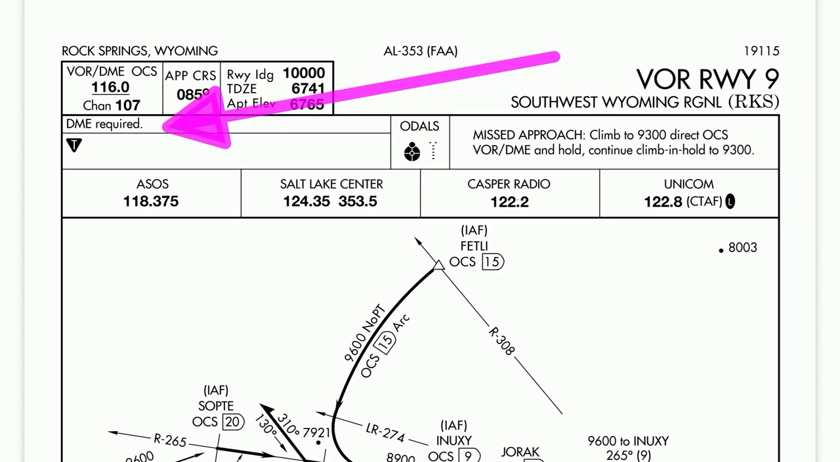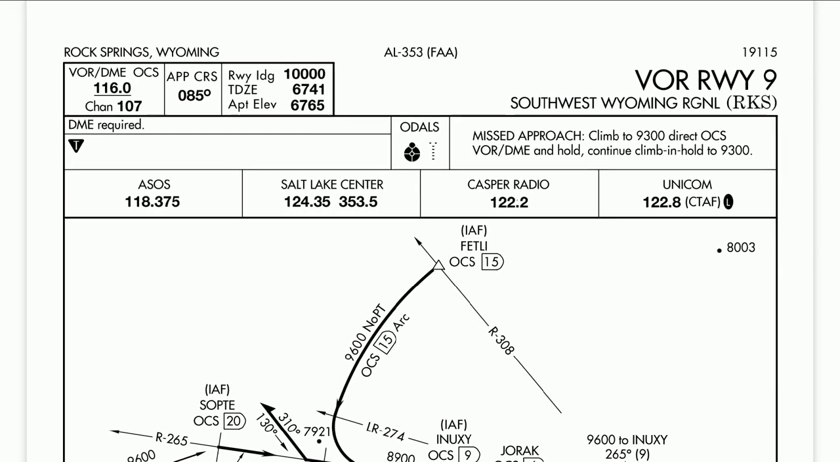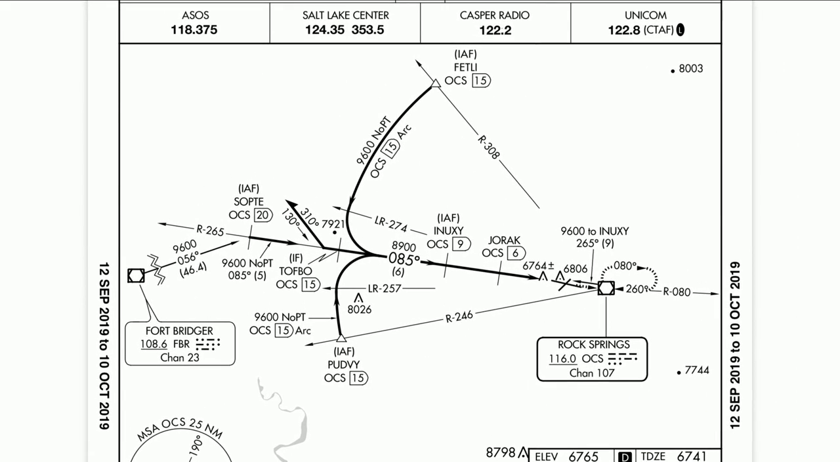It needs to be a newly charted procedure. It could be a revision or amendment, but it needs to be a newly charted procedure for this to be shown. And so what they're telling you here is that DME is required. So really, even though the name doesn't say it, this is a DME required procedure. And if we look at it, it makes sense for a couple reasons. We have a DME arc and another DME arc that transition us onto the procedure.